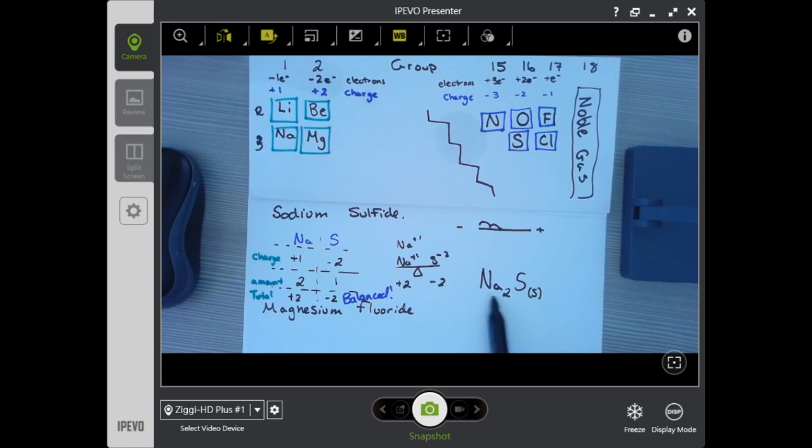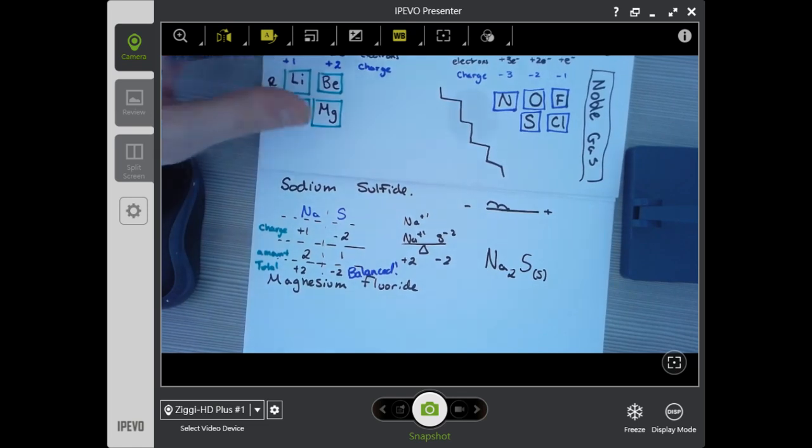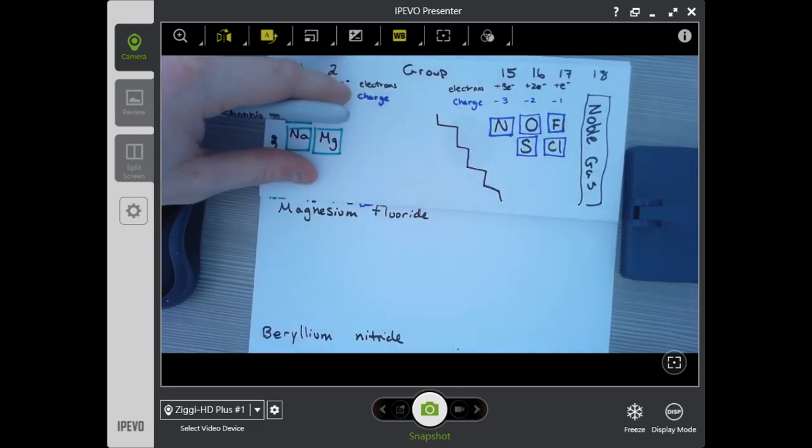So sodium, we have 2 of them. Sulfur, we have 1 of them. The charges are balanced. So there is our compound. Okay, I'll move this down to keep my little periodic table there. Let's try the next one.